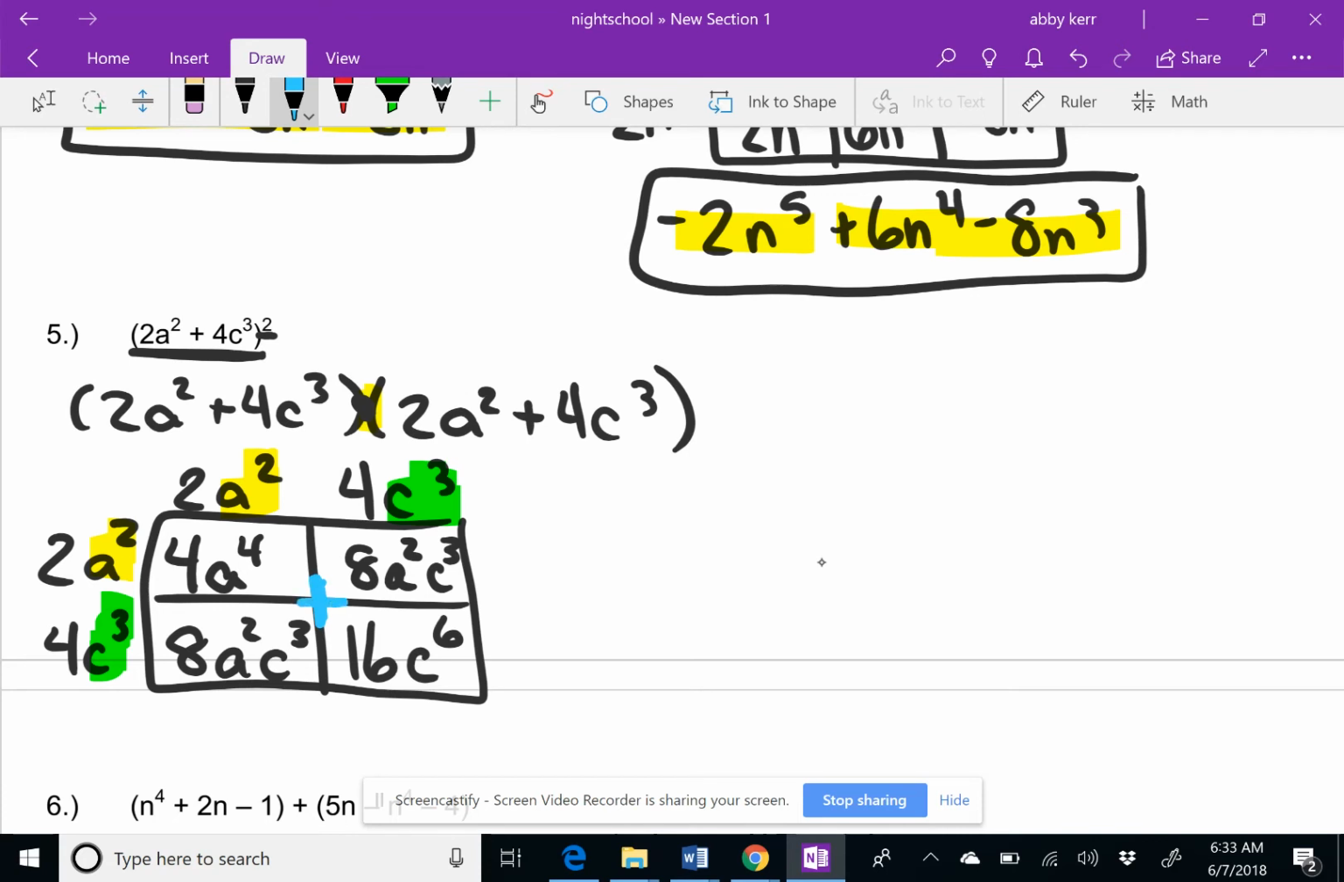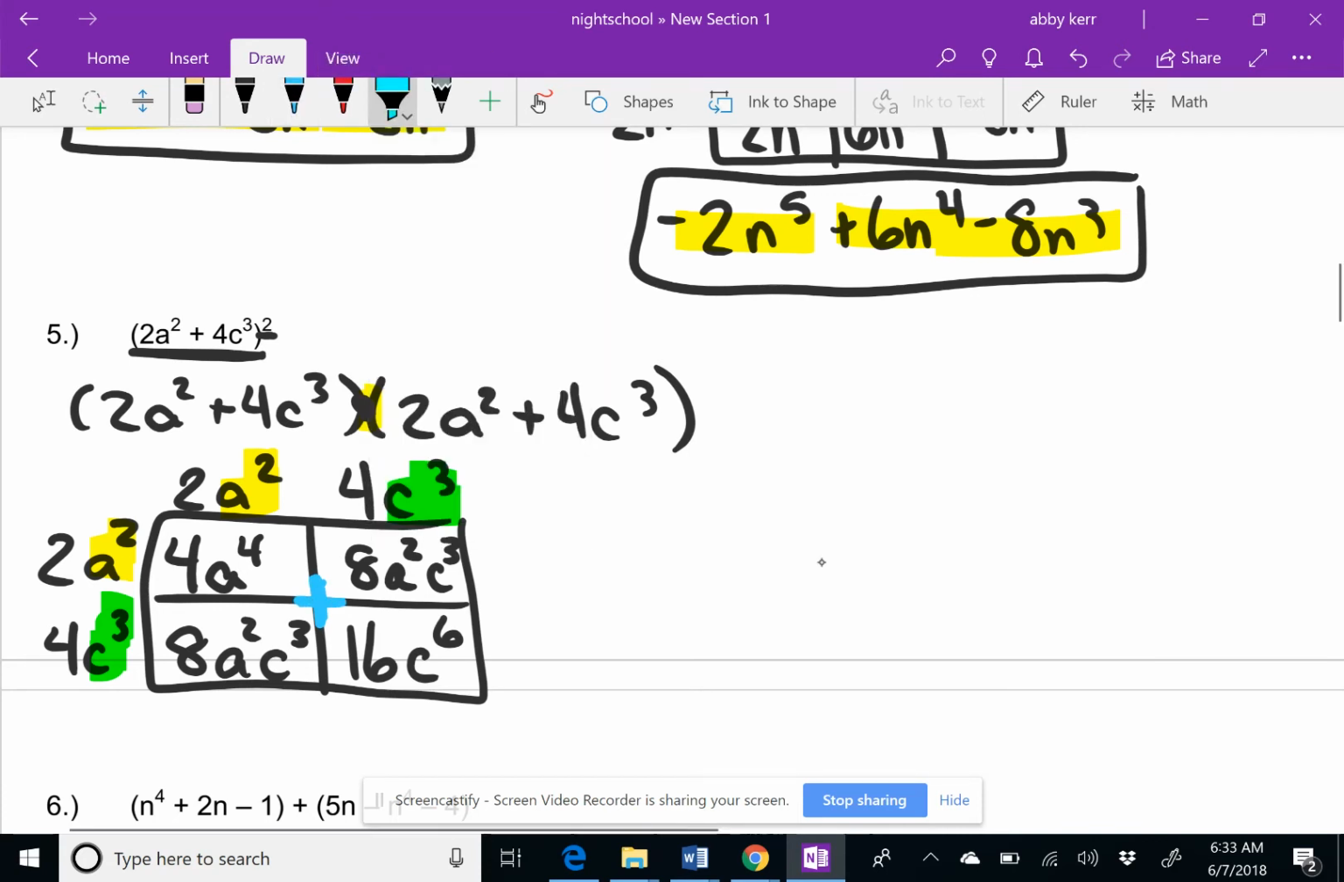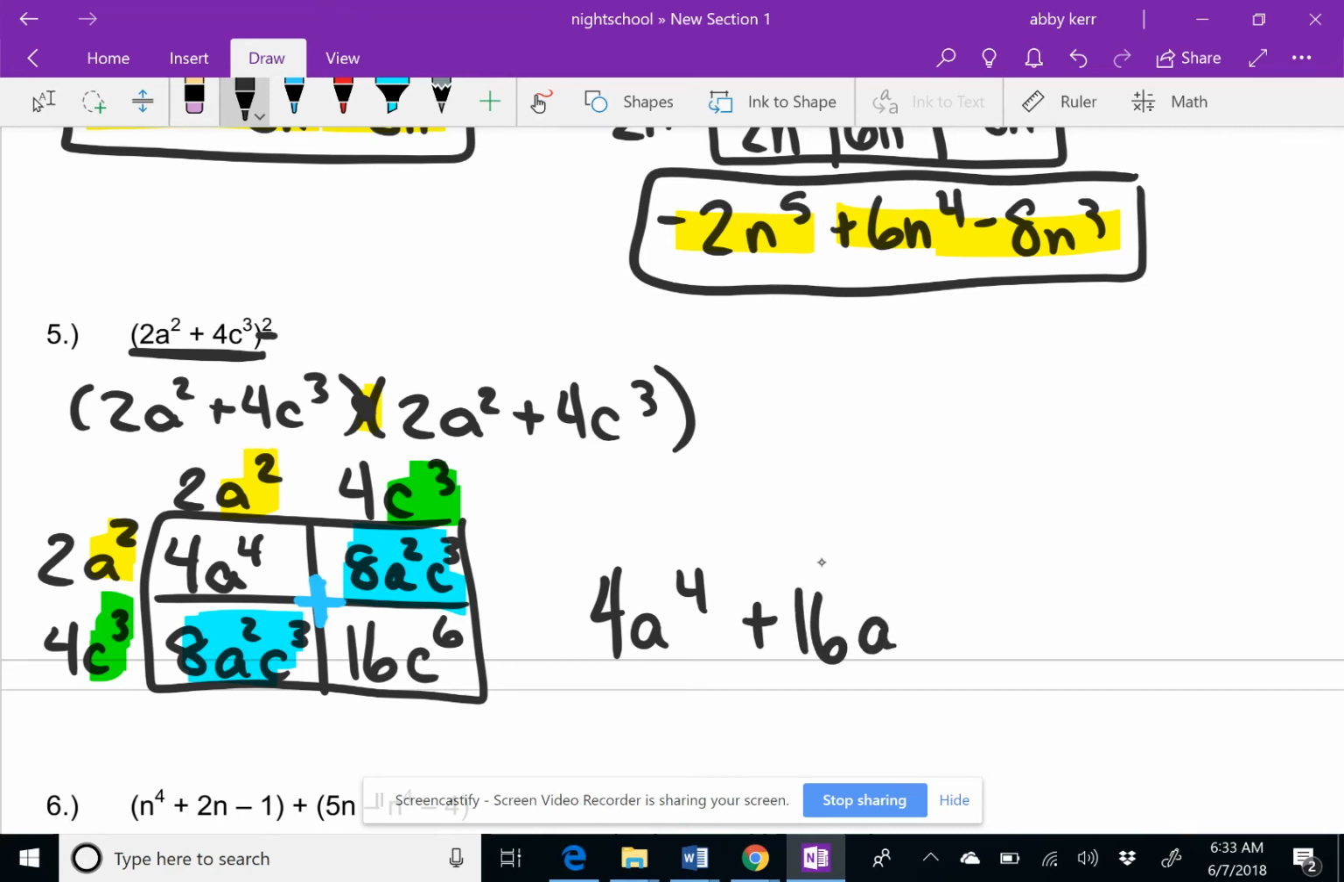Now, once again, we have to combine like terms because we have a squared and c to the third for both of our diagonal boxes. So we rewrite it: a to the 4th, 8 plus 8 is 16, and then we do not change the identity of a squared and c cubed, plus 16c to the 6.